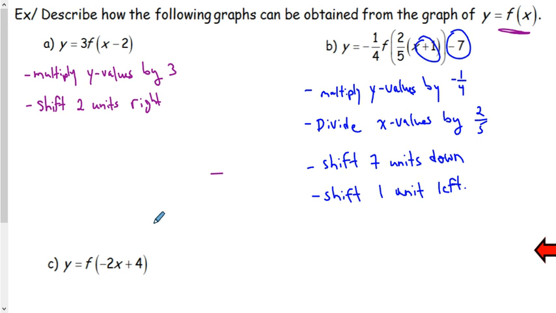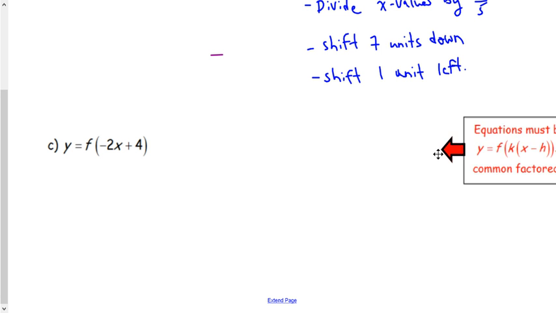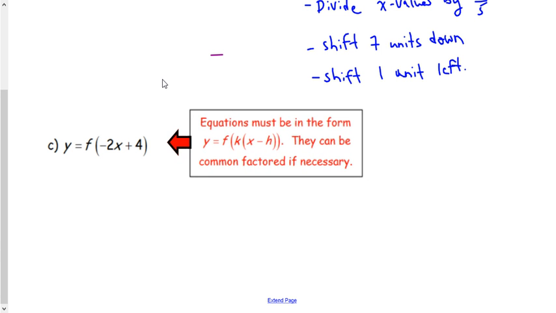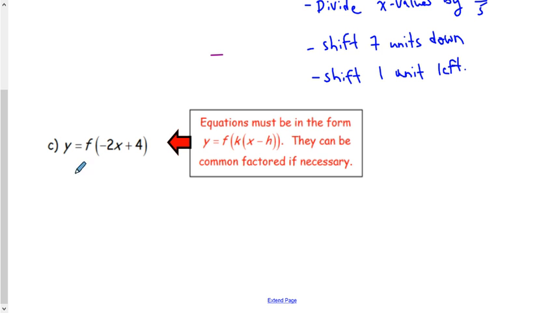Now this one over here is a little bit funky because it can actually be factored. So this is something to watch out for. Equations have to be in the form where the k is out in front and the x minus h is in its own set of brackets. So this can actually be factored. Now we haven't spent much time talking about factoring this year, but these ones are going to be pretty simple. So I think you'll be okay with it.